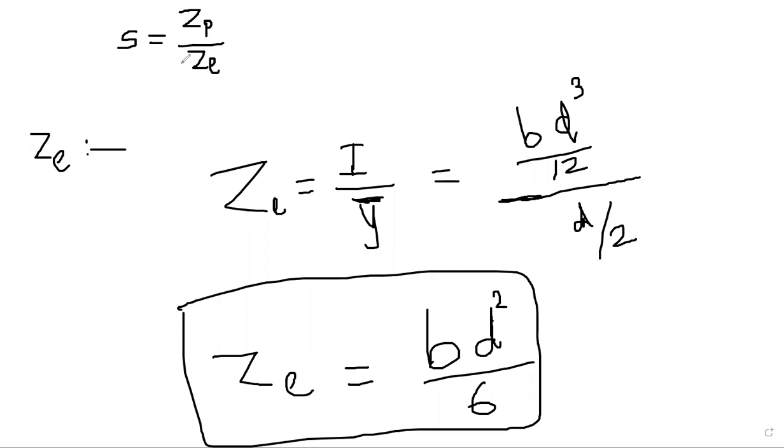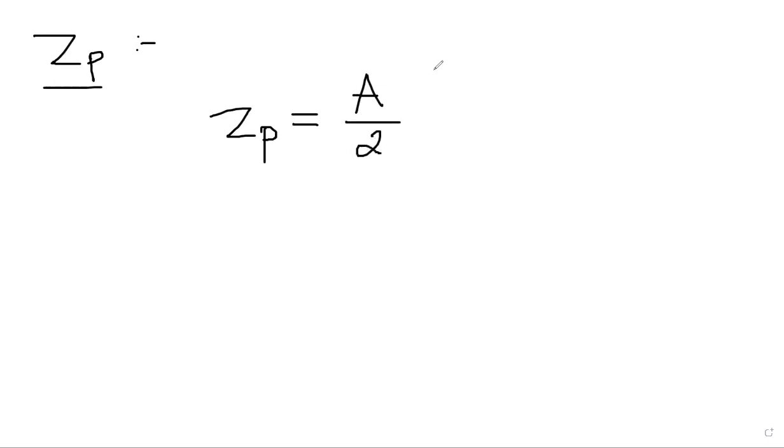Now I will calculate the ZP. Next line, add on ZP, plastic section modulus. So ZP is equal to, what is the formula of ZP? ZP is equal to A by 2 in bracket, Y1 bar plus Y2 bar. That is the formula of your ZP.